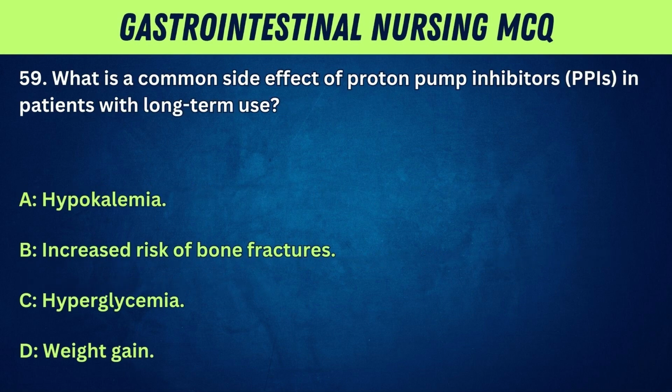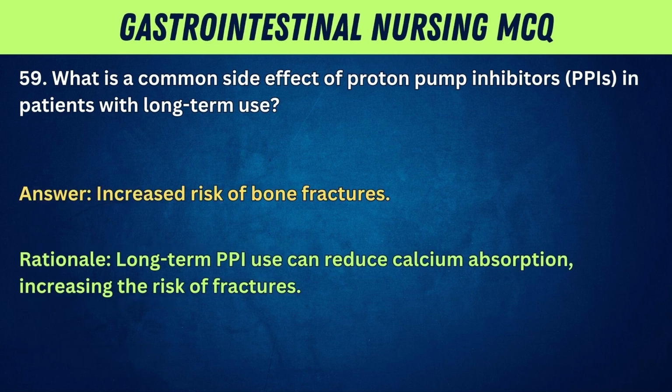59. What is a common side effect of proton pump inhibitors, PPIs, in patients with long-term use? A. Hypokalemia. B. Increased risk of bone fractures. C. Hyperglycemia. D. Weight gain. Answer: increased risk of bone fractures. Rationale: long-term PPI use can reduce calcium absorption, increasing the risk of fractures.